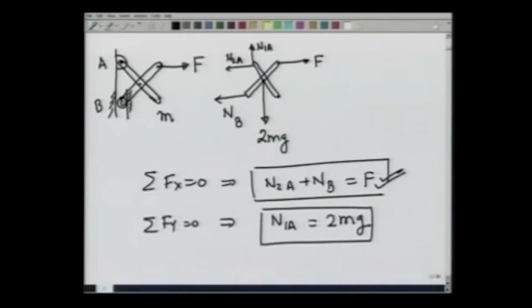Third, the torque equation. For the torque equation, I will take torque about point A, so that torques due to N1A, N2A and F all vanish. So if I take torque about A to be 0, I get, if the length of half of the bar is b, so I am taking this half length to be b, and let the entire angle be theta.